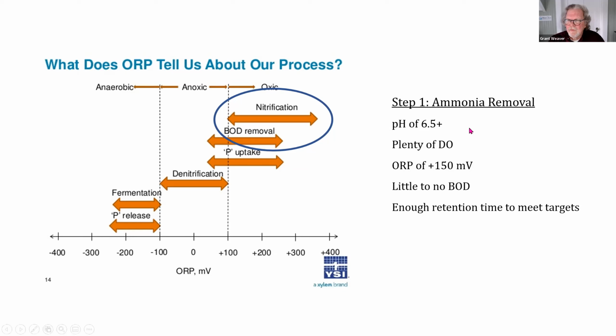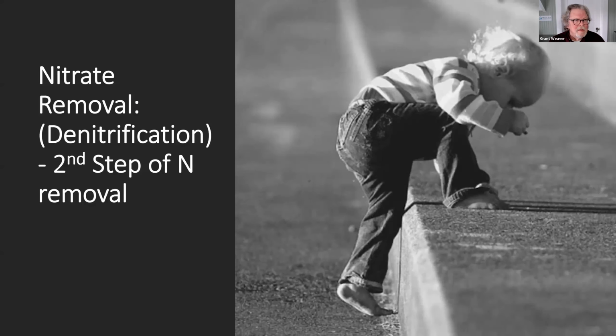It won't convert all the way to nitrate. Again, little to no BOD. Retention time, enough to get the job done. The second step: you've created an interim, you've removed the ammonia, which is an acute toxin, but we haven't gotten rid of the total nitrogen, which is a chronic, I don't know that it's a toxin, but it contributes to the blooms in our waterways.